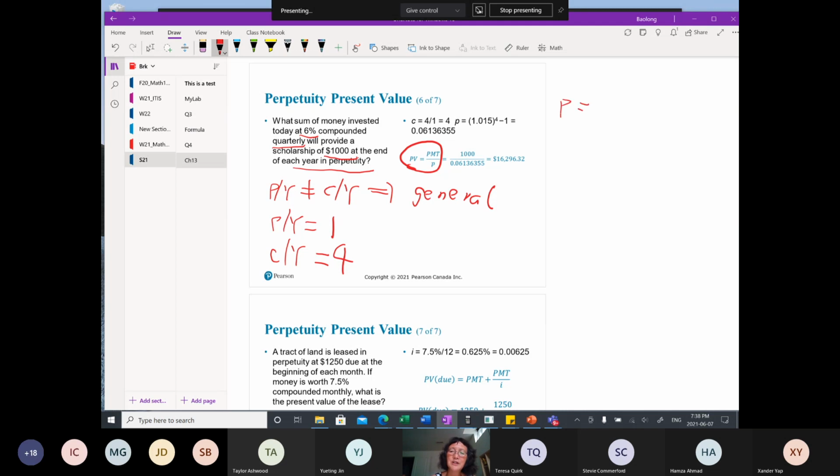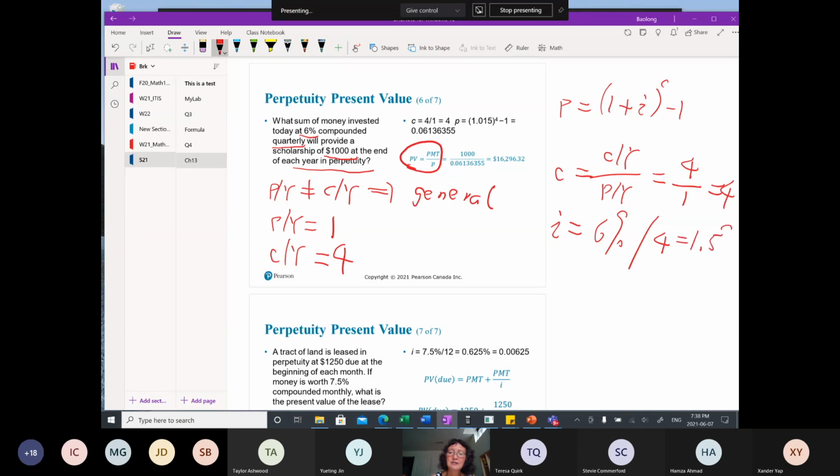Remember the formula: P equals (1 plus I) raised to the power C, minus 1. And what is C? C equals CY over PY. CY is 4, PY is 1, so C equals 4. And what is I? I is the periodic interest. So I is 6% compounded quarterly, so I equals 1.5%.